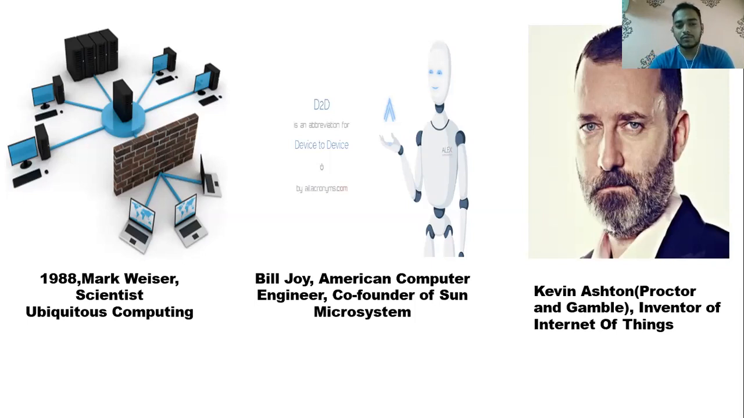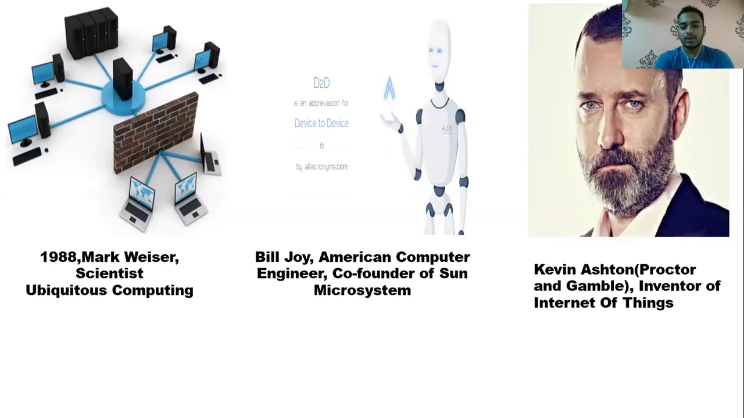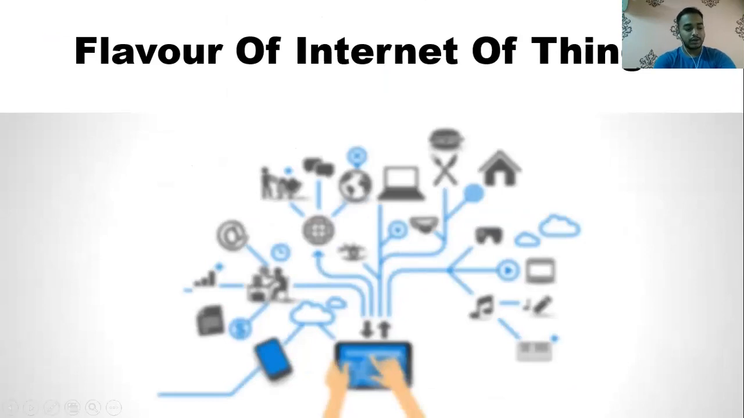We all know that when we're working in any company, we want to impress our boss. So I think this is the main logic behind the introduction of the Internet of Things. Kevin Ashton wanted to impress his boss. So in a meeting, Kevin Ashton introduced the first main term, Internet of Things. That's why you can say that Kevin Ashton is the god of Internet of Things. Okay, so our next point is about the flavors of Internet of Things.